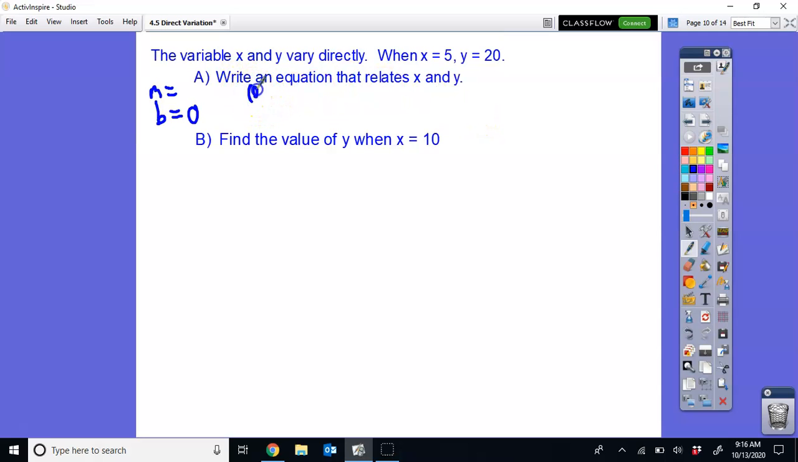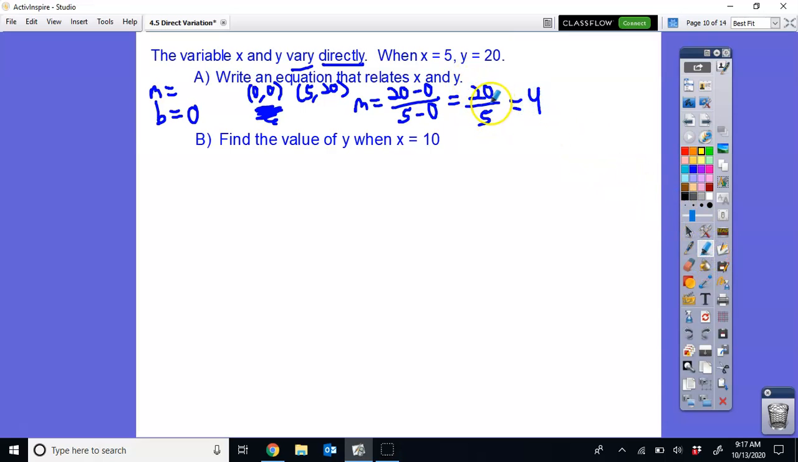But because the b value is 0, we know that the origin would be one of the points, and 5, 20 would be the other point. I'm going to show you this long method, but I'm going to show you a shortcut. The slope is y2 minus y1 over x2 minus x1, the y value minus the y value, the x value minus the x value. Again, the reason we knew this is because they always go through the origin if it's direct variation, and 5, 20 is the point that was given to me. What is 20 minus 0? Just 20. What is 5 minus 0? Just 5. 20 divided by 5 is 4.